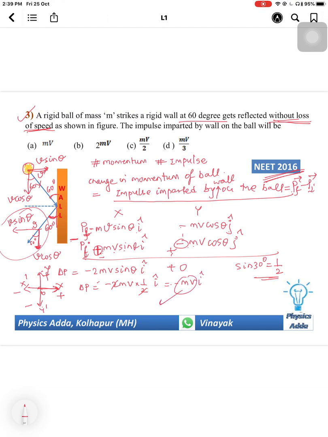So, what is the magnitude of change in momentum? mv. So here this mv will be nothing but the change in momentum, which is equal to the impulse imparted by the ball on the ball. So the answer is mv. So the right answer is option A to question number 3.